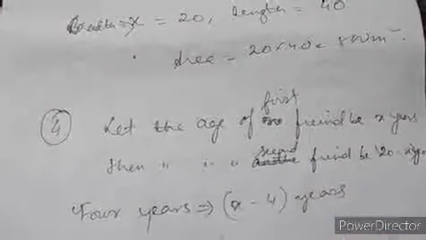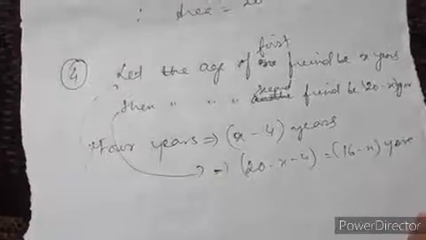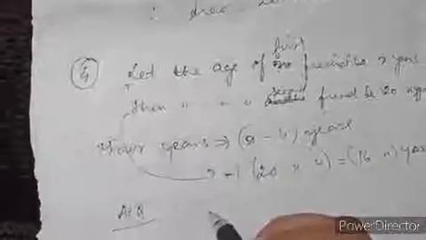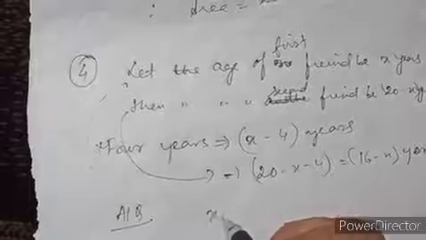Okay, so 4 years ago your first friend age will be what? x minus 4, isn't it? And what will be the age of your second friend? That is 20 minus x minus 4, that is equal to 16 minus x years, isn't it? So age of first friend 4 years ago will be x minus 4, and age of the second friend 4 years ago will be 16 minus x. So what is given? As per our equation, their product is 48.